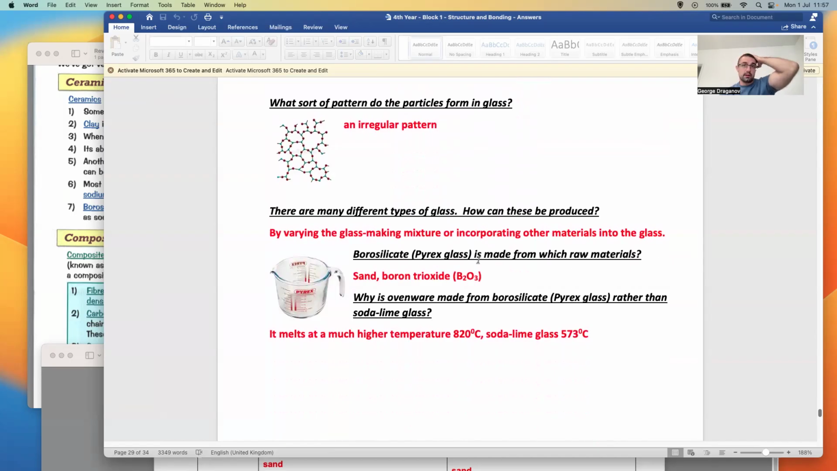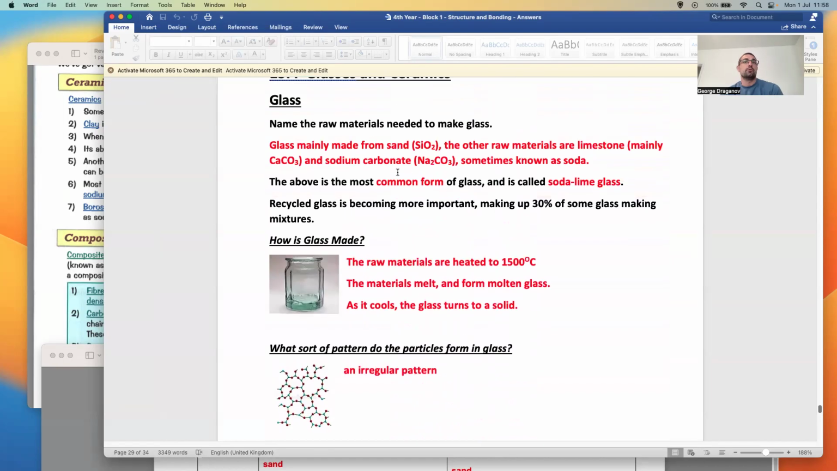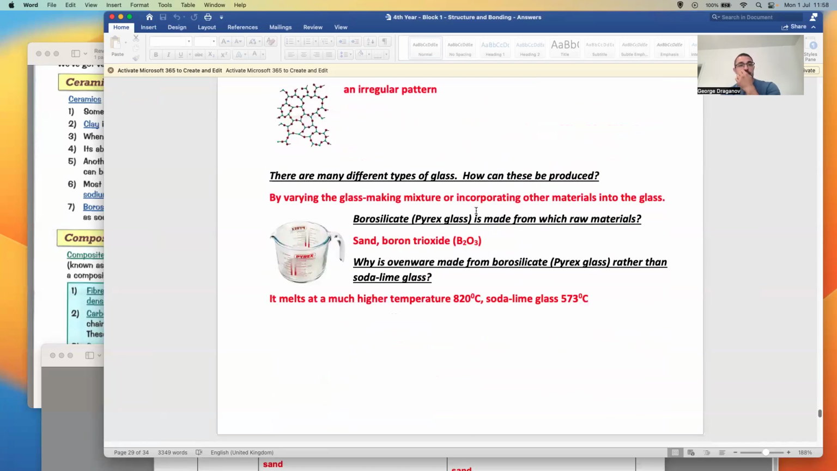There's the borosilicate glass, which is essentially Pyrex glass, which you might have seen in kitchen equipment. This one is made from sand, silicon dioxide, and this time boron trioxide, B2O3, as opposed to the mixture of limestone and soda, sodium carbonate. It melts at a much higher temperature than normal soda lime glass. Soda lime glass will normally melt at 573. This will melt at 820.